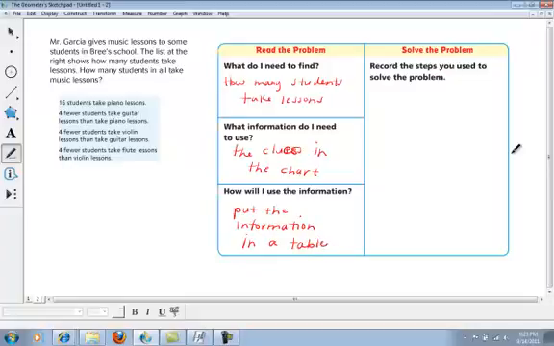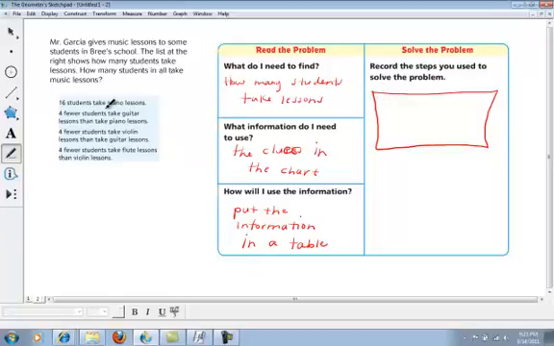Oops, it's a good thing this is math and not spelling, huh? Okay, so now we're going to record the steps we used to solve the problem. Now, I'm going to draw a table here the best I can. Remember, this is math class, not art class.